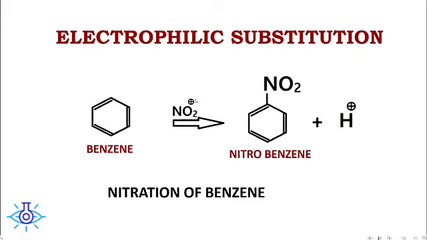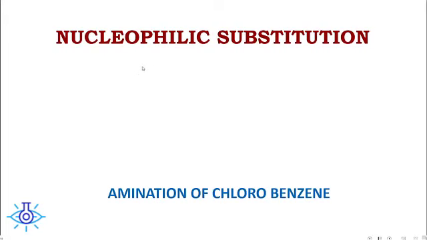Since the substitution is done by an electrophile, we call this substitution as electrophilic substitution. Next is the nucleophilic substitution. Amination of chlorobenzene is a very good example for nucleophilic substitution.